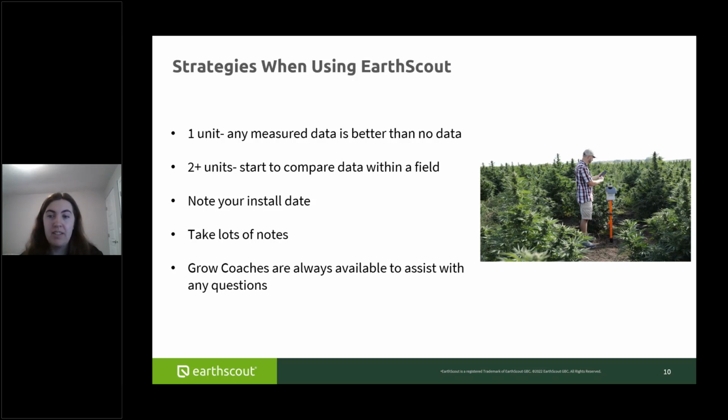So pictures really help us to compare what the field looked like on this date and at this time, and we can go back and look at the EarthScout data from that day and time and start correlating and comparing things that way. And like I've always said, our grow coaches are always there. You can always give us a call.